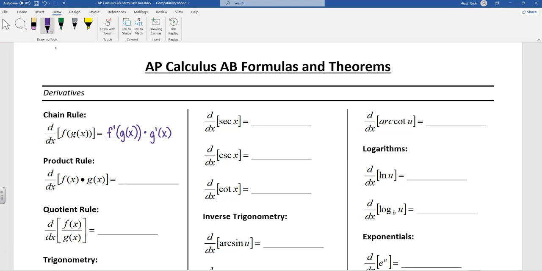Okay. Product rule: f times g prime plus g times f prime.